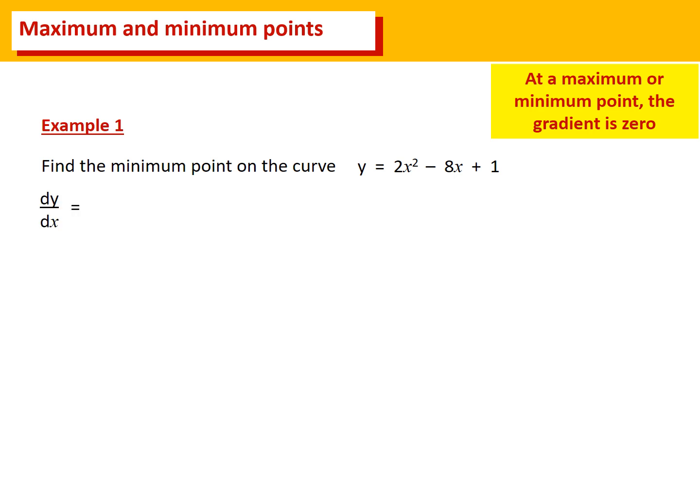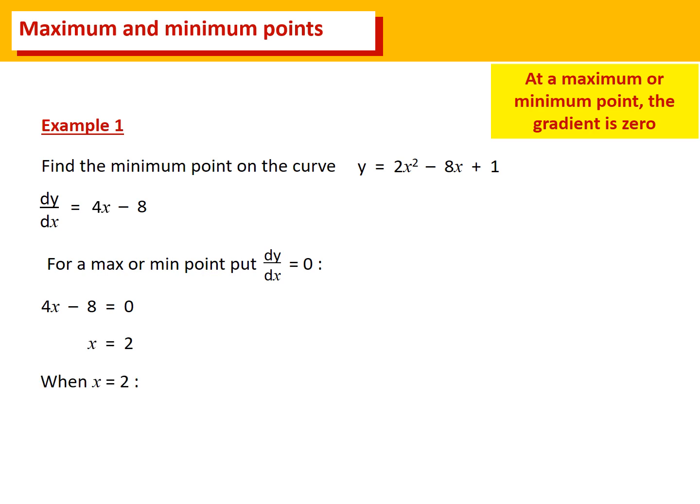So let's differentiate. 2x squared when we differentiate, bring the power down, that becomes 2 times, and then we reduce the power by 1, so it becomes 2 times 2x, that's 4x. Minus 8x when we differentiate becomes minus 8, and the plus 1 when we differentiate disappears. For a maximum or minimum point, then dy by dx equals 0. So 4x subtract 8 equals 0, and that gives us a value of x equaling 2.